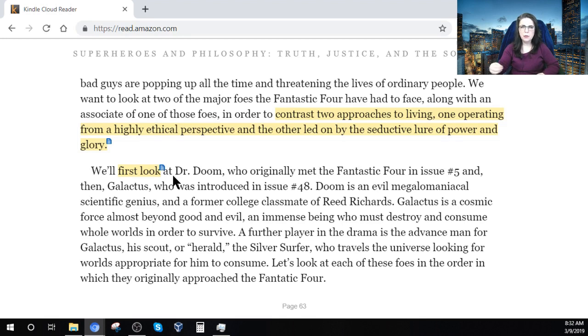After they've provided you with some return sentences back to their thesis claim, and they've supported the fact that power can be seductive, they bring in more evidence: Fantastic Four issue 5 and Fantastic Four issue number 48. They talk to you about Galacticus and Doom. They tell you that Galacticus is a cosmic force almost beyond good and evil, that it is an immense being who must destroy and consume whole worlds in order to survive. And to help him survive, Galacticus has blackmailed the Silver Surfer into looking for planets for him to devour.